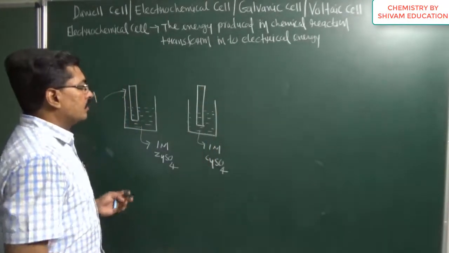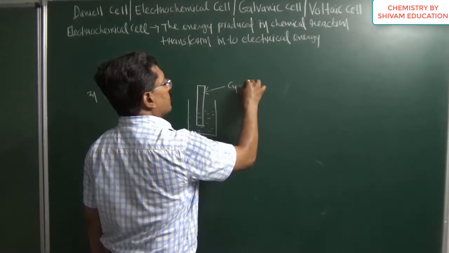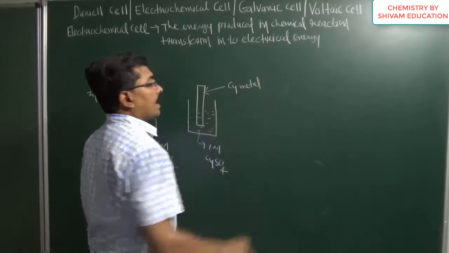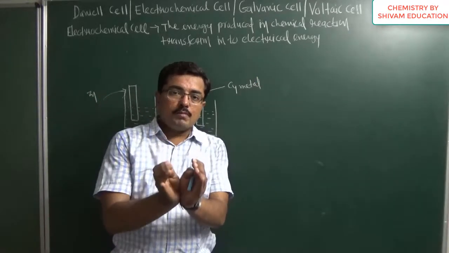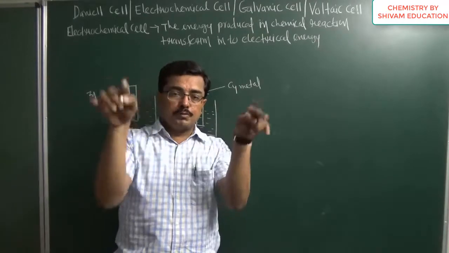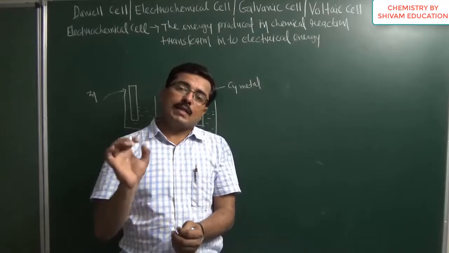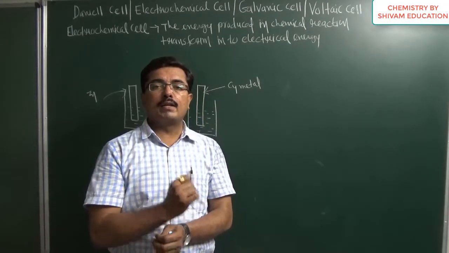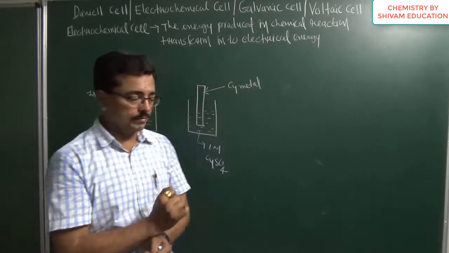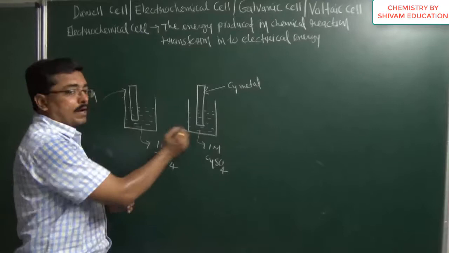Now both the solutions I want to connect. So to connect both the solutions I have to use one device which is known as a salt bridge. So salt bridge is a U-shaped glass tube. Both ends are filled with a glass wool, and in this glass tube either solution of ammonium nitrate or potassium nitrate is filled. And work of salt bridge: salt bridge is used to connect two half cells.